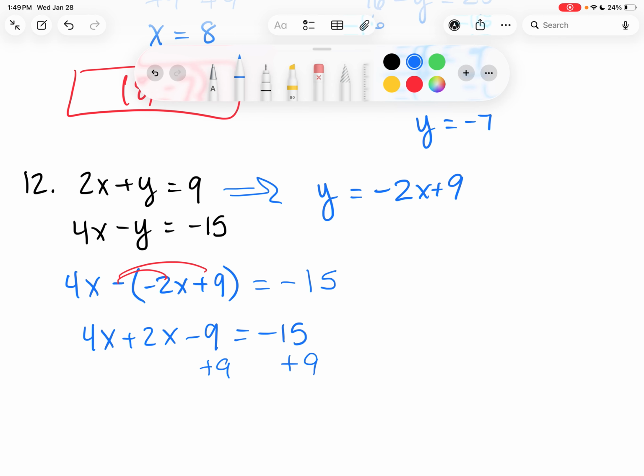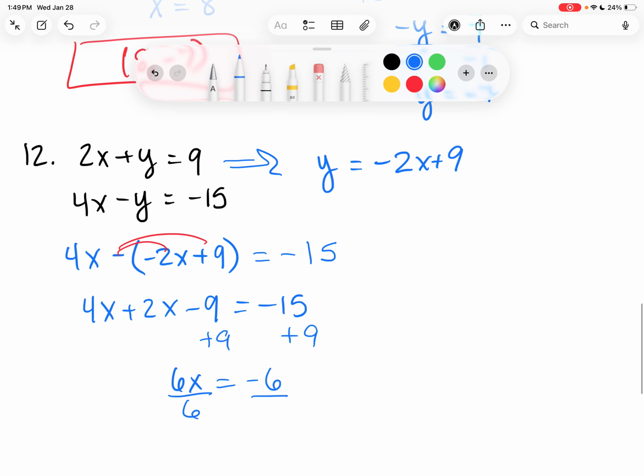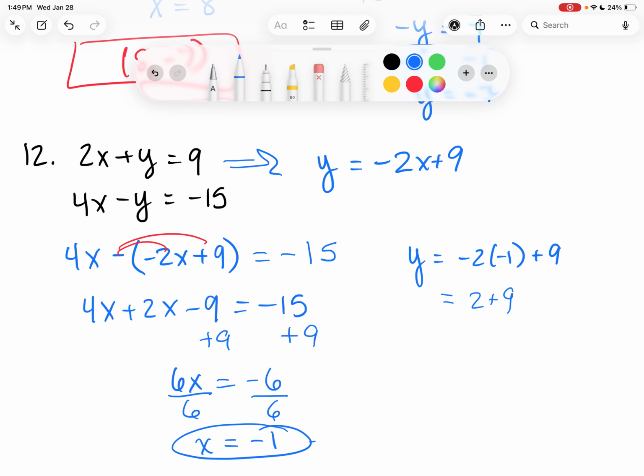Okay. So 4x and 2x is 6x. I've gotten rid of the 9's from here. Over here, negative 15 plus 9 is negative 6. Divide by 6. So x is equal to negative 1. And then I'm going to take that, plug it in up here. So I have y equals negative 2 times negative 1 plus 9. Negative 2 times negative 1 is positive 2. Plus 9 is 11. So my answer then is negative 1, 11.